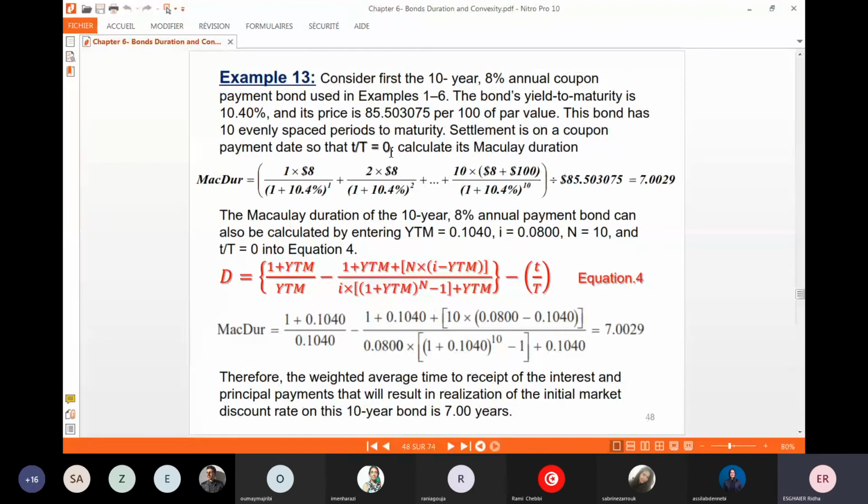الماكرو duration يا اما باش نستعمل previous formula اللي هي عندي the current price of the bond 85.5 عندي annual interest لهما $8 discounted ب 10.4 كل present value of an interest multiplied by timing نتاعو واخر interest مع البار value discounted كيف multiplied by timing نتاعو الثاني اللي باش تلقاه over the price تلقاه 7 years 7.0029. We can compute this macro duration differently using the alternative method equation 4 نتاعنا.